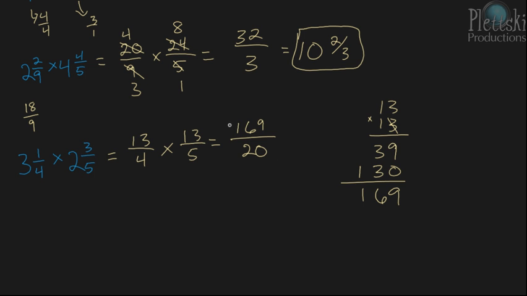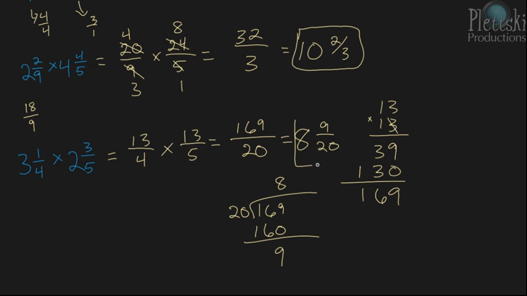And now we have an improper fraction, so we need to simplify that. So do 169 divided by 20. And 20 doesn't go into 1, it doesn't go into 16, but it does go into 169, and it goes in 8 times. So 8 times 0 is 0. 8 times 2 is 16. So 169 minus 160, well, that's just going to be 9. So we have 8 and a remainder of 9. So our answer is going to be 8 with a remainder of 9/20, and that's the answer.